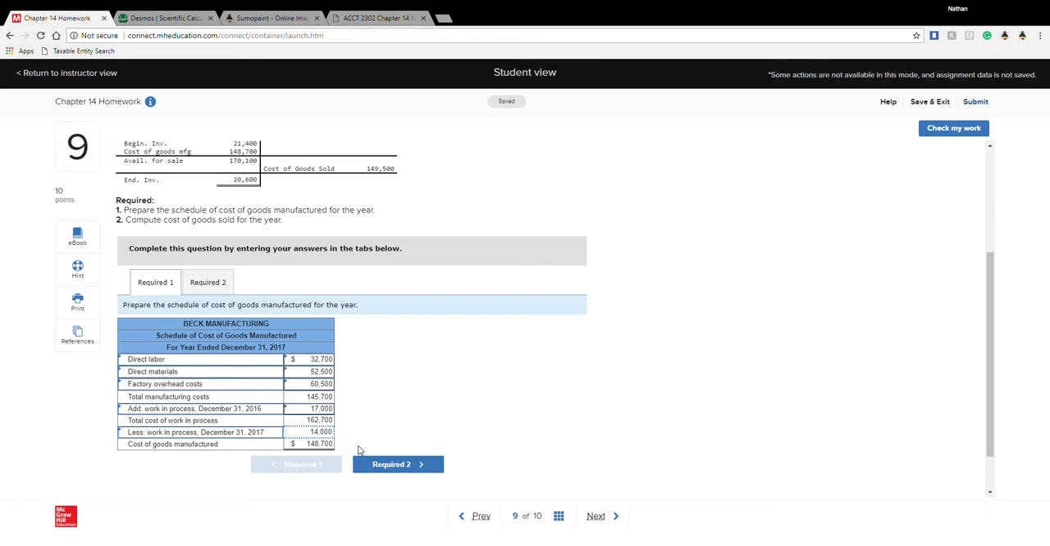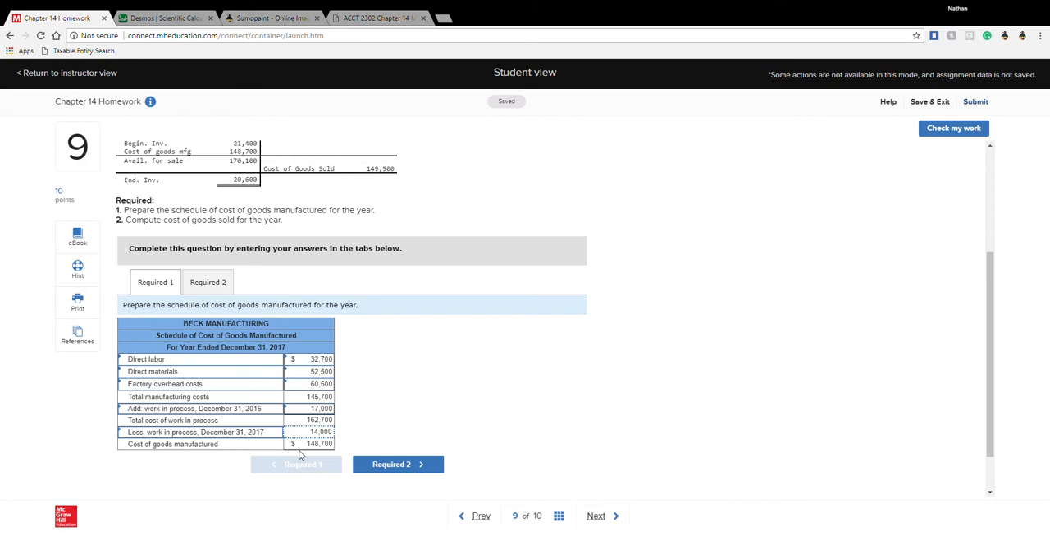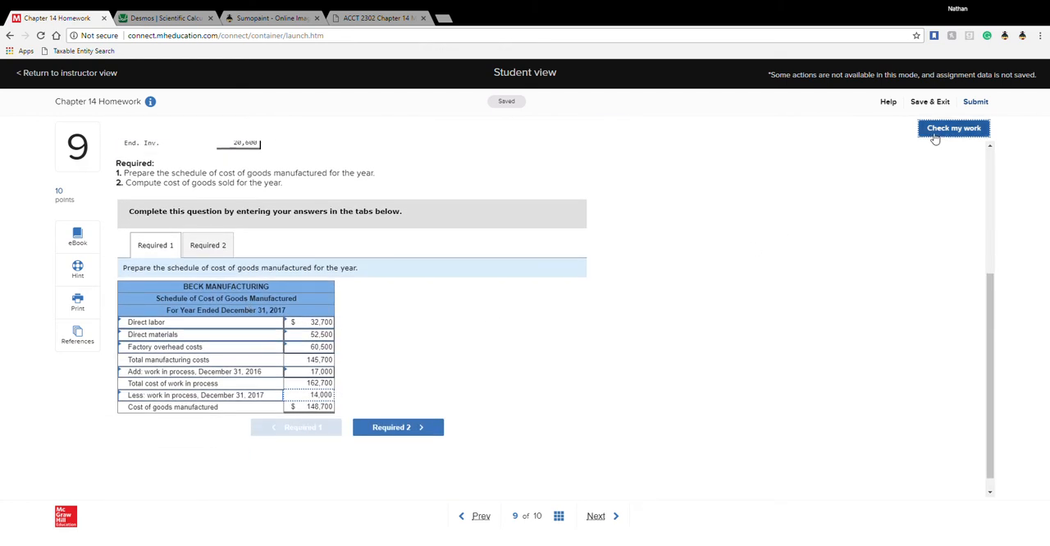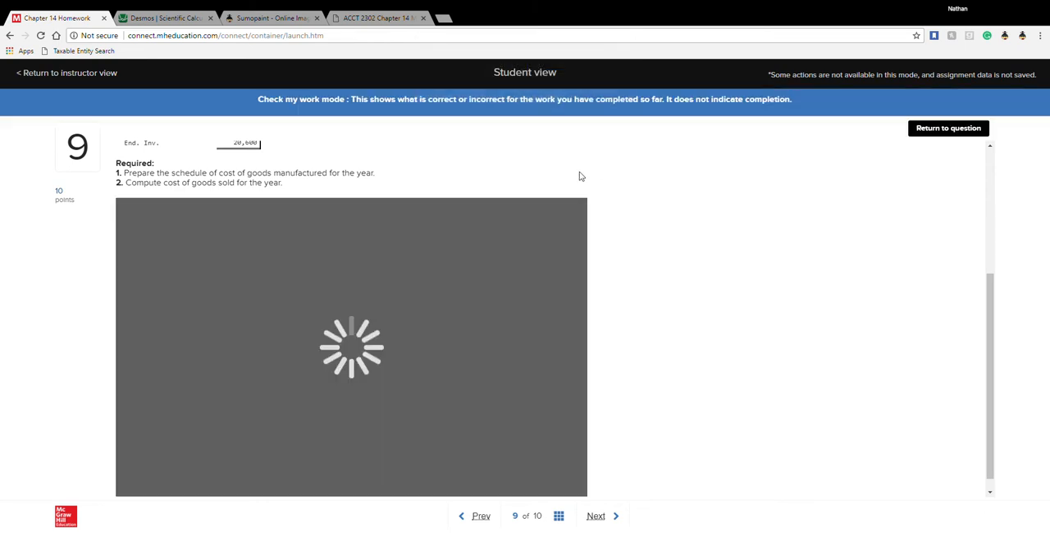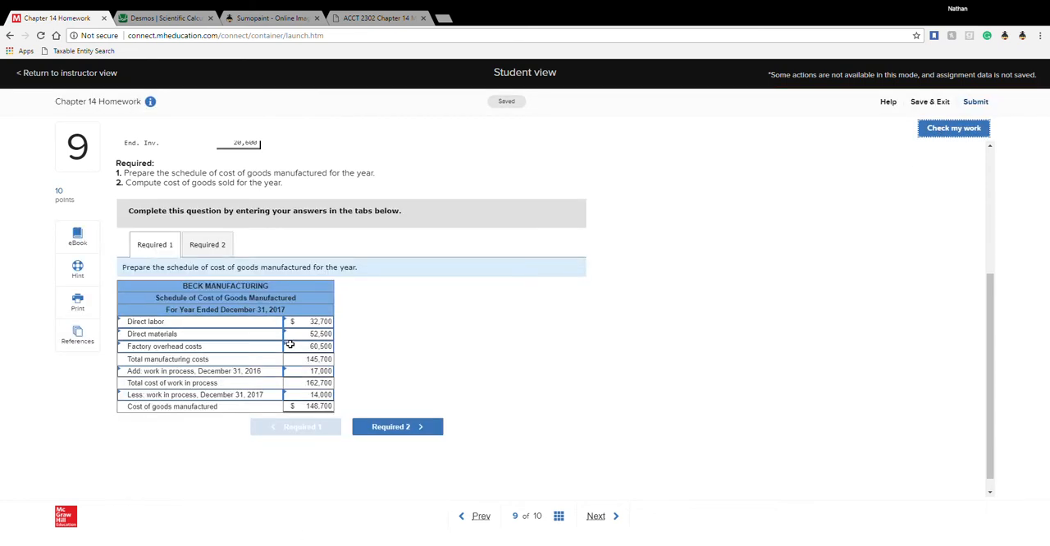And I should end up with 148,700. Now look up right here in your work in progress. Cost of goods manufactured, 148,700. Boom, we are correct. The total cost in work in progress should be the 162,700. They are also correct. And of course, double check. Oh, we had a little error, but that looks like it fixed. But we just check it over, and now we can move to required 2.